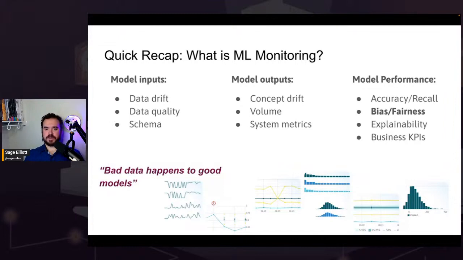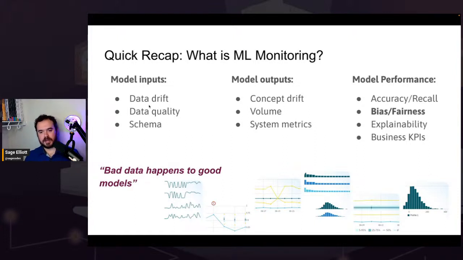Again, we looked at previously looking at model inputs for data drift, data quality, and data schema issues, which I think are the pretty common things that people encounter when you put a model in production. But you also have things like on the model output, the volume coming out, the concept drift. And then today we're going to specifically look at more of bias and fairness, which is why it's in bold here.